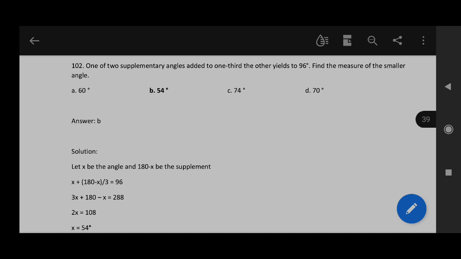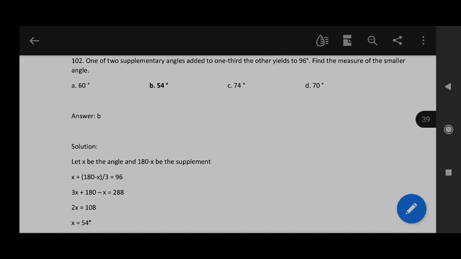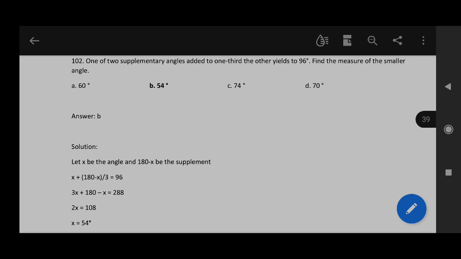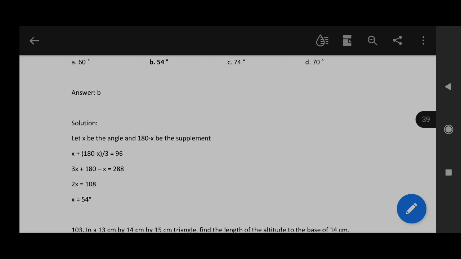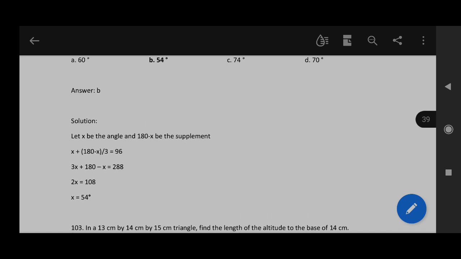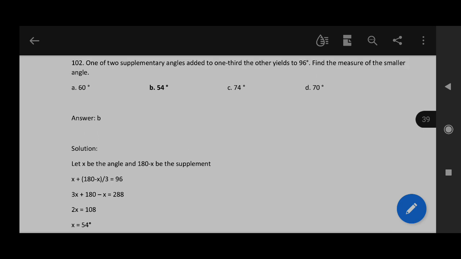Pero ang solution dyan ay ito. Syempre, solution, let x be the angle. Pag supplementary, 180 minus x. So, simple algebra: x plus quantity 180 minus x over 3 is equals to 296, kasi sabi dyan, added to 1/3. Diba? Added sa 1/3 nung supplementary. Kaya magiging 3x plus 180 minus x is equals to 888. Basic algebra, mag-transpose ka, i-combine mo yung kapareho terms, tapos sa kabilang side yung numerical coefficient. Kaya makukuha mo is 54 degrees. Yun ang iyong sagot for problem 102.